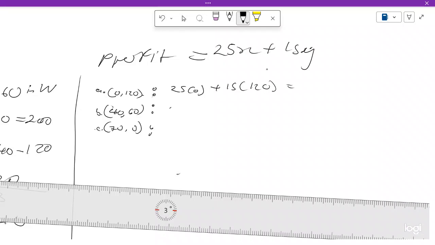Then this one is a combination: 25 times 40 plus 15 times 60 equals to. Then x is 70: 25 times 70 plus 15 times 0. Can I get my answers, please?